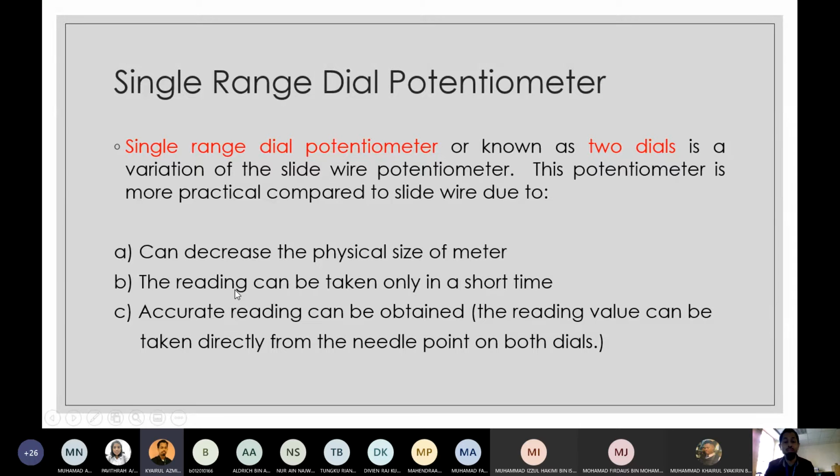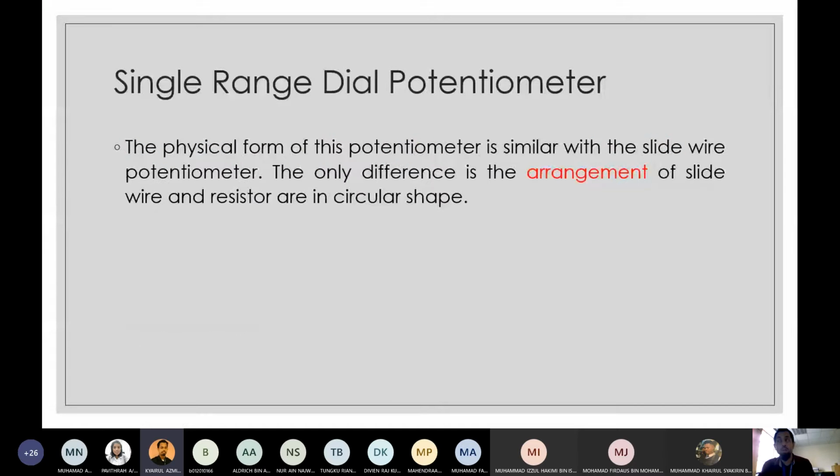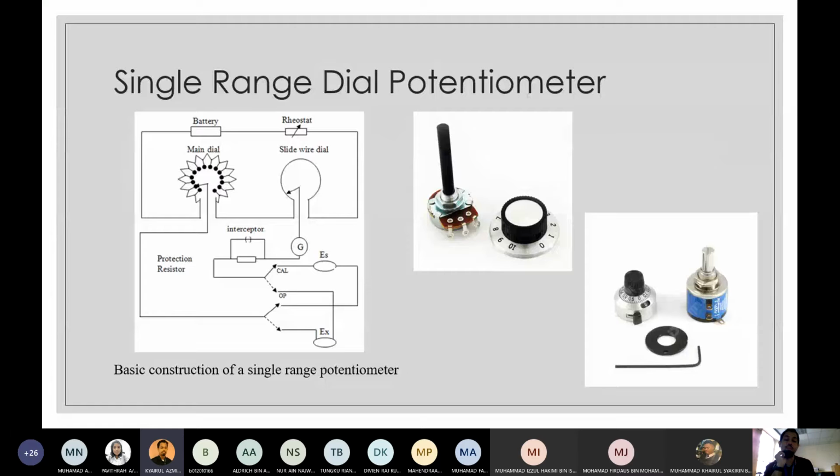It can shorten the time for you to take the measurement, and you can have better reading in terms of accuracy. So the concept is the same as the slide wire, only the arrangement of the wire is now in circular form, not in linear or straight form. So you see something shaped like this.